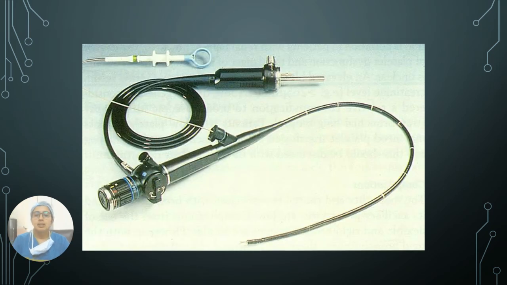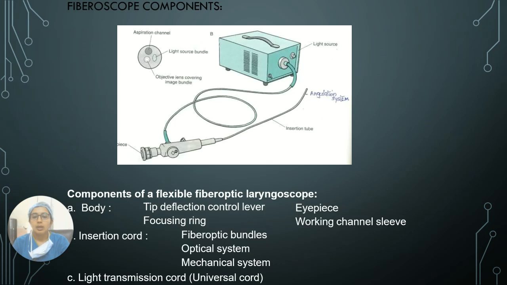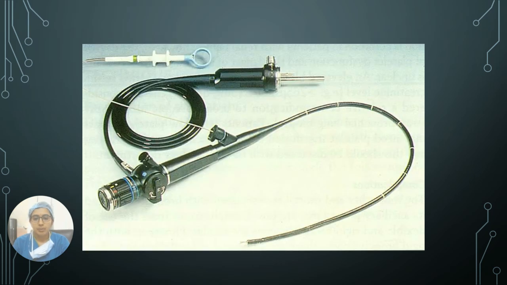This is an image of a flexible fiber optic cord. The proximal end, where you can see the focusing ring and a tip deflecting controlling lever.